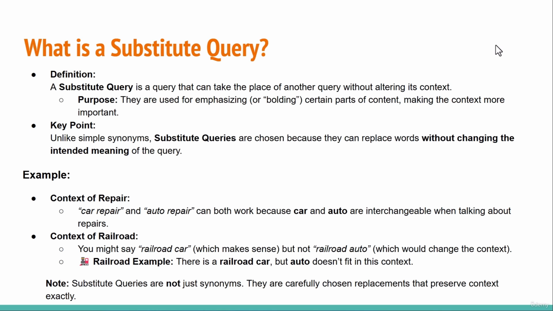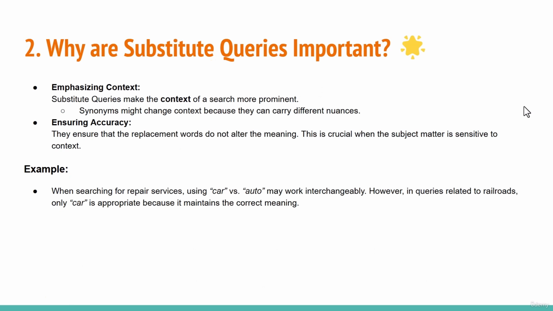The main purpose of the system is to perform these interchanges only where the context ensures the original meaning is preserved. Why is this important? Firstly, it emphasizes the context, making the contextual part of the query prominent. Secondly, it ensures accuracy. We don't want a situation where a word is used that prevents the user from finding the specific information they are searching for.